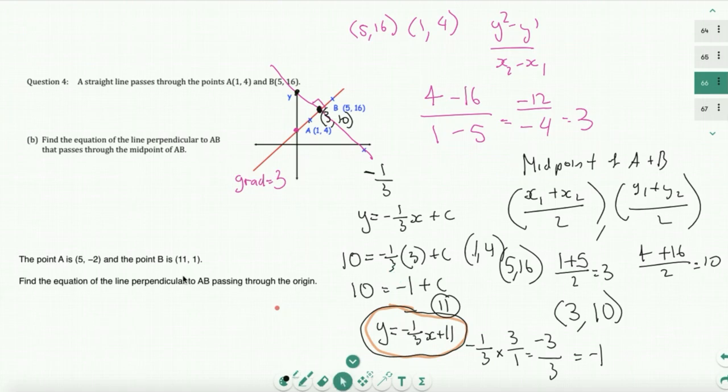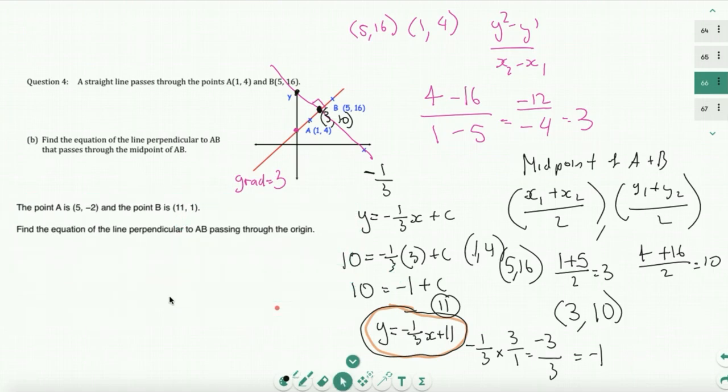Final problem. The point A is (5, -2) and the point B is (11, 1). Find the equation of the line perpendicular to AB and passing through the origin. Well, origin just means (0, 0). So basically, we have a line which is perpendicular to the line crossing these two points. If we find the gradient of line AB, our line is perpendicular to this, so we can just do the negative inverse gradient.